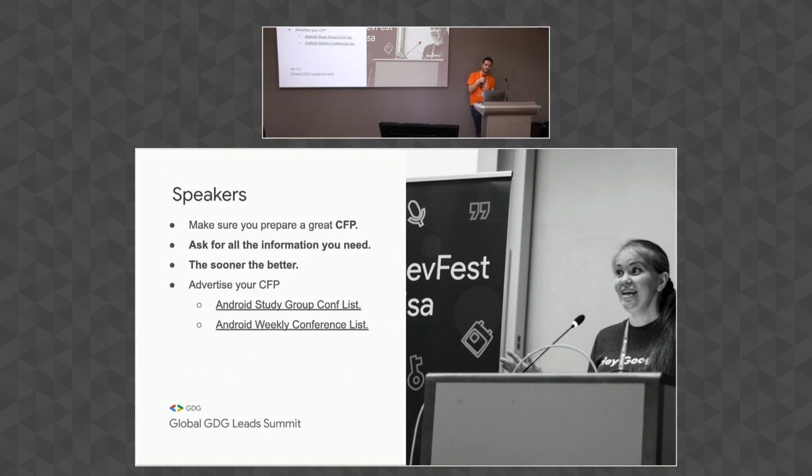Android Weekly is an Android newsletter where you can submit your conference, and they will publish it there. Android Weekly has, I don't know, thousands of readers, so that's a great way. Slack groups: GDG Global, I hope you're all there, Android United, Kotlin Lang. Those are public Slack groups where you can just post the link of your conference. And again, that's the link to our call for papers.